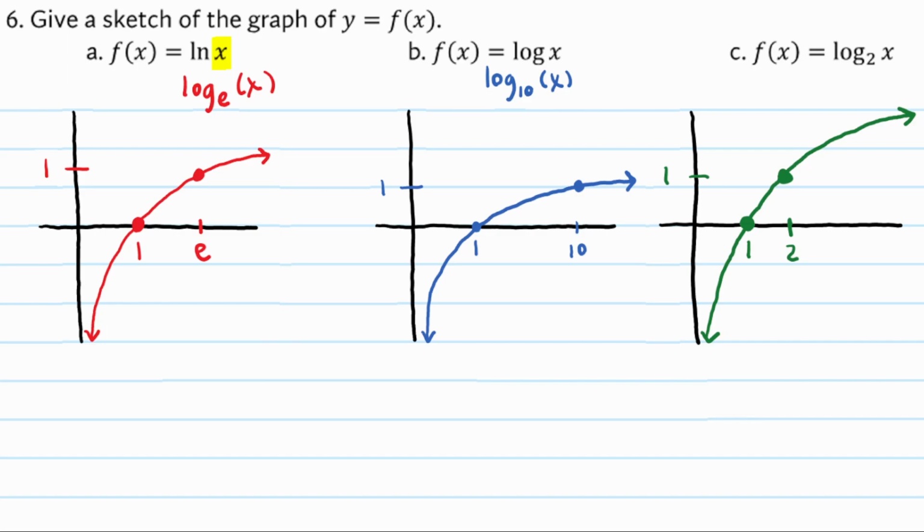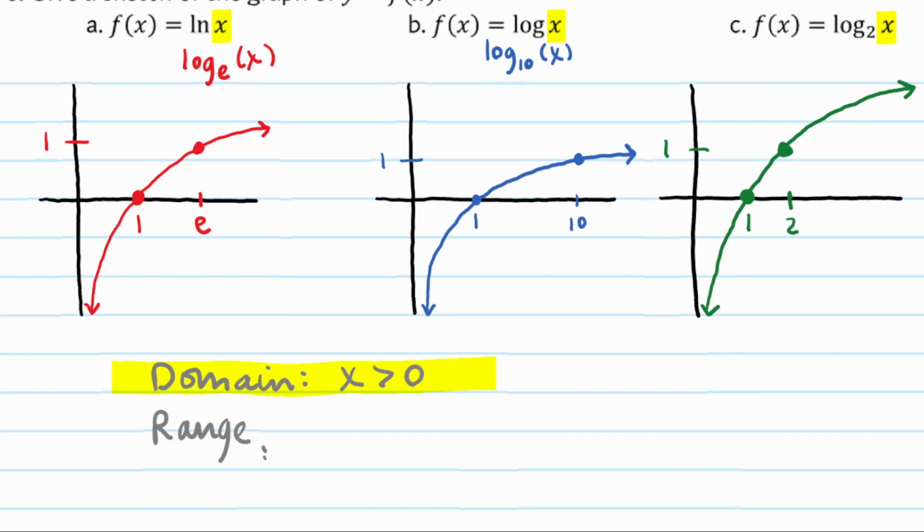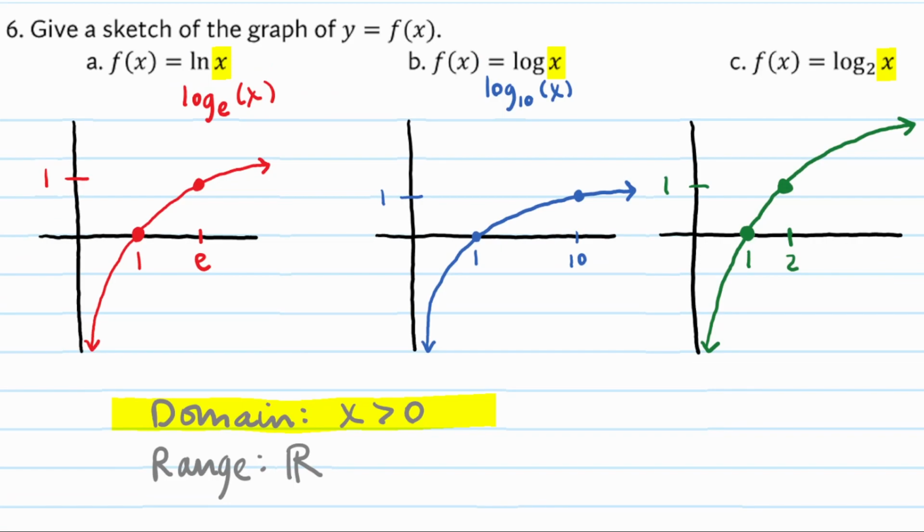But I think before I move on, I do want to point out, because all 3 of these were just logs of regular x. The argument was just x. The inside of the logarithm was just x. The domain of all 3 of these functions was just x is greater than 0. I might as well also point out that the range of a logarithm function is going to be all real numbers, because you can put any exponent you want on a positive number.